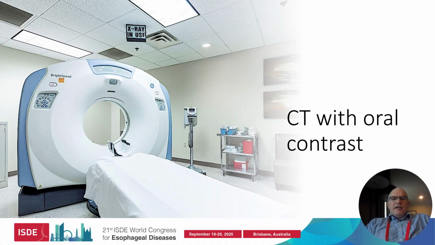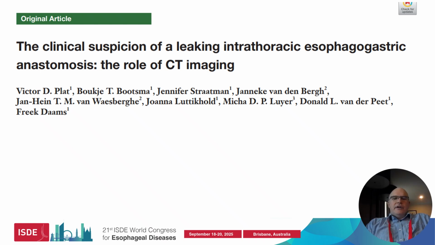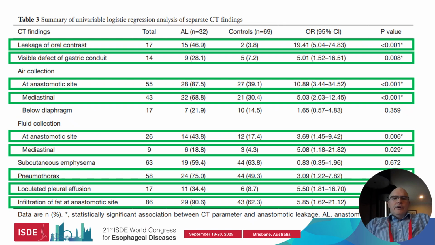CT with oral contrast is clearly our mainstay of assessing for anastomotic leakage, and I tried to look at the literature on this, and it's traditionally quite poor, but there is a reasonable study on the role of CT imaging done by this Dutch group.